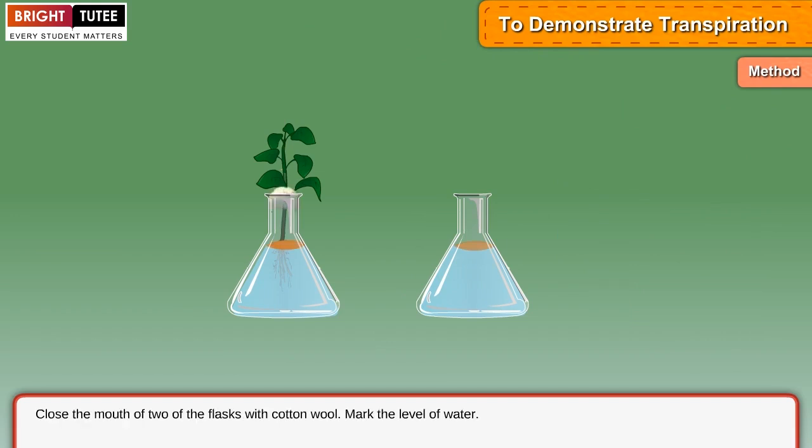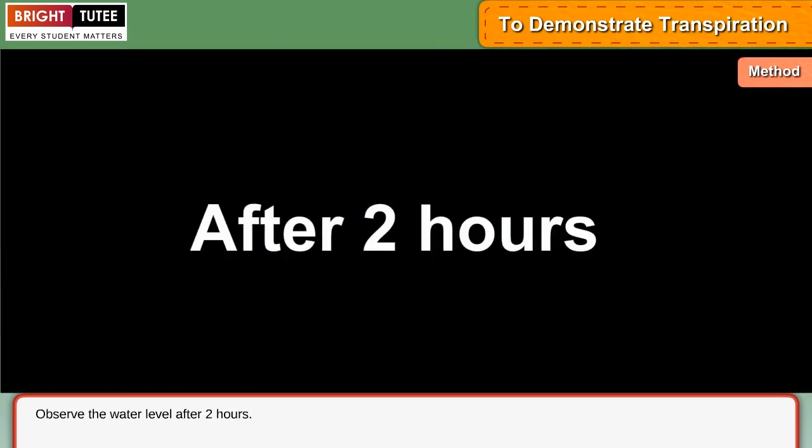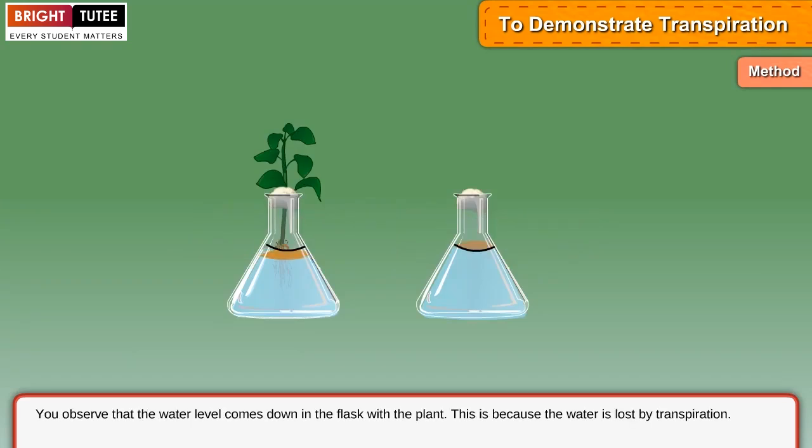Close the mouths of both flasks with cotton wool. Mark the level of water. Observe the water level after 2 hours. You observe that the water level comes down in the flask with the plant. This is because the water is lost by transpiration.